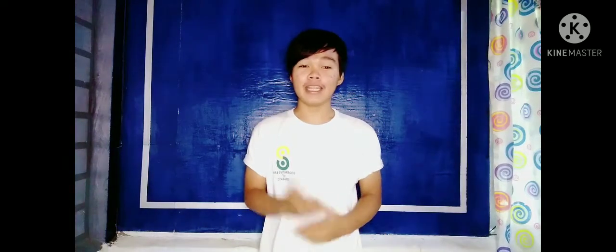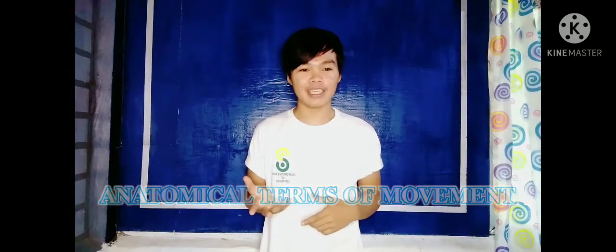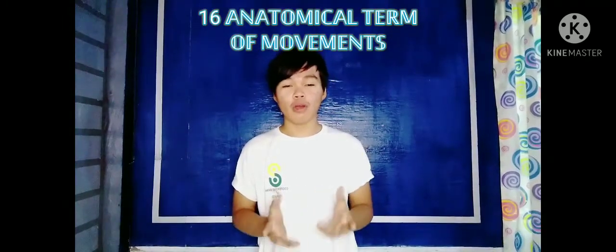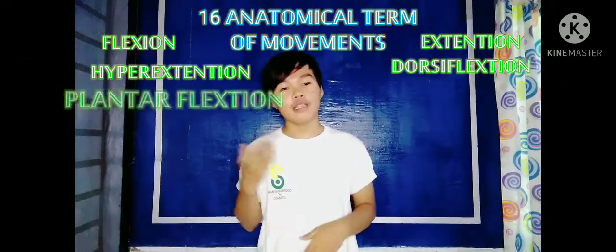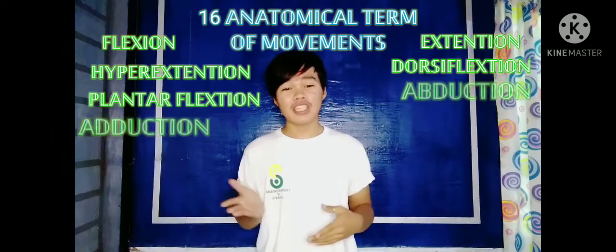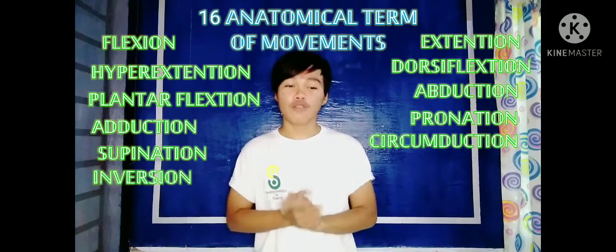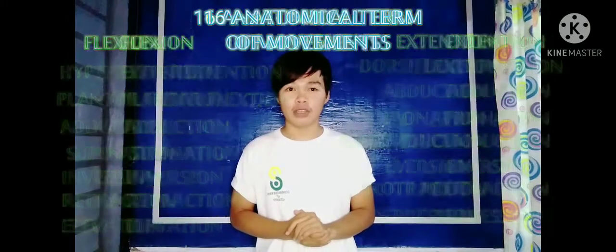Today, I will demonstrate and identify to you all anatomical terms of movement, or joint movement, how they can be executed, where on our body we can do that movement, and also what that movement is called. So we have 16 anatomical terms of movement: flexion, extension, hyperextension, dorsiflexion, plantar flexion, abduction, adduction, pronation, supination, circumduction, inversion, eversion, retraction, protraction, elevation, and lastly, depression. Those are the anatomical terms that I will demonstrate and identify.